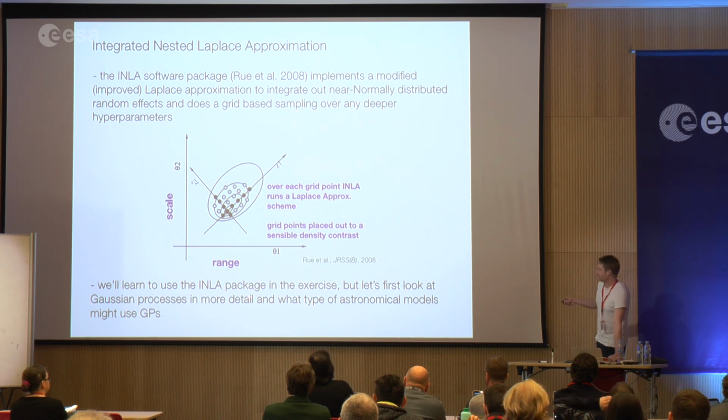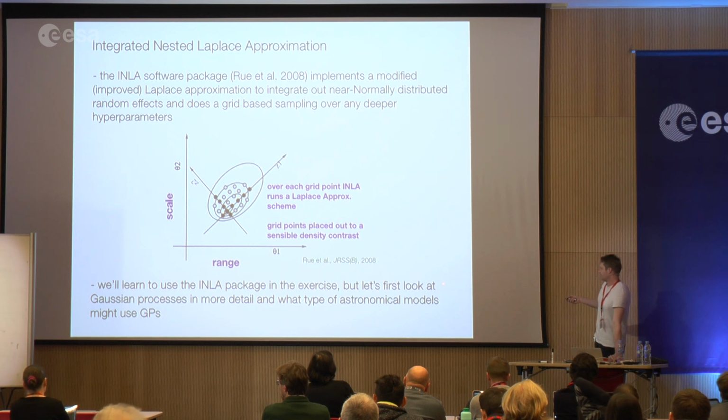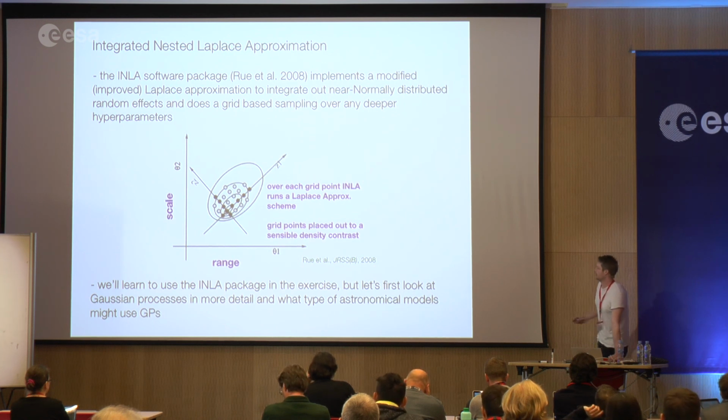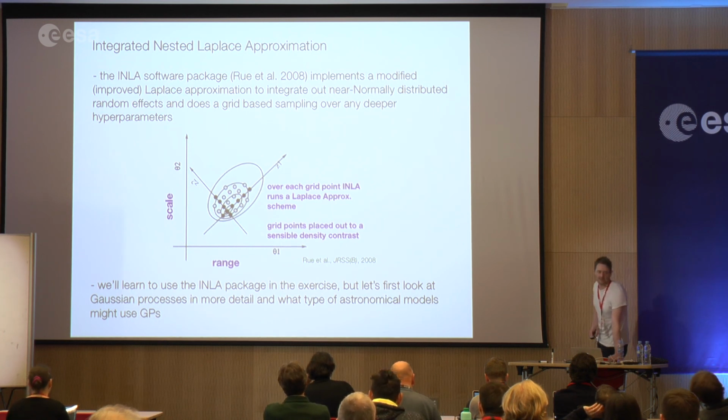We'll later on use the INLA package to do some exploratory data analysis. But after lunch, I'll introduce the type of models that we can fit with INLA and specifically explain just what Gaussian processes are in some more detail, and hopefully give some insight into what kind of astronomical models we might realistically see Gaussian processes emerging in and being useful for.